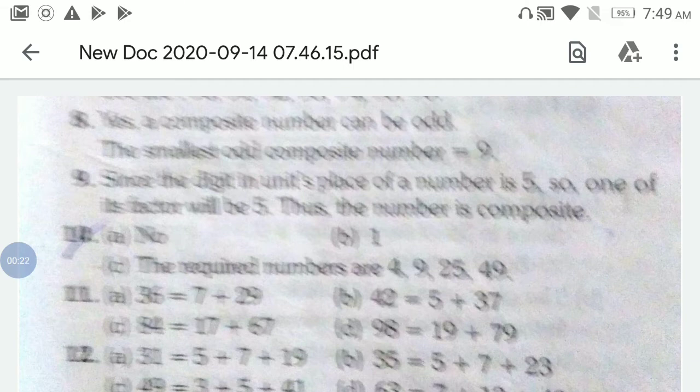They have asked first whether a composite number can be odd. Yes, it can be odd. And they have asked which is the smallest such composite number. Definitely 9 is a composite number and it is odd also, so it is the smallest odd composite number.